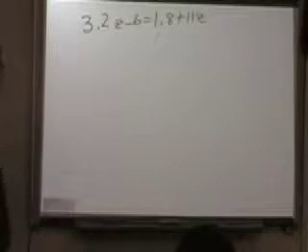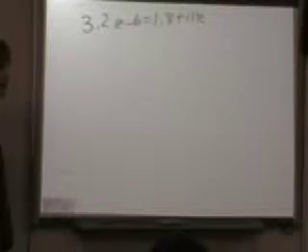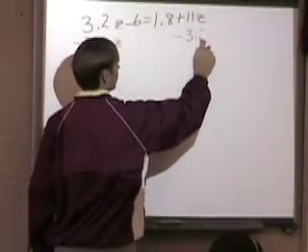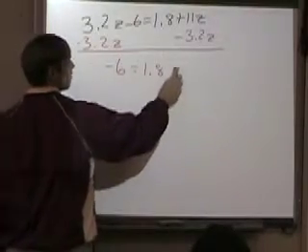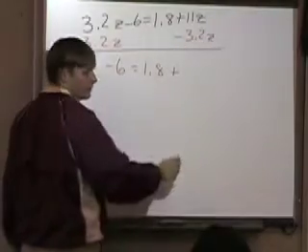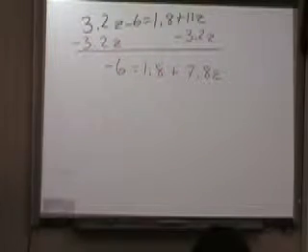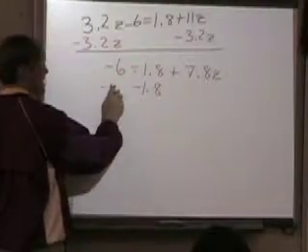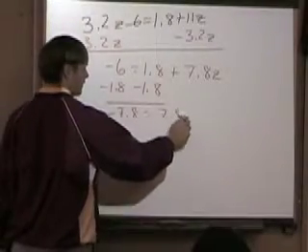Alright, now we've got 3.2z minus 6 equals 1.8 plus 11z. What would you like to do first, Danica? Good. Subtract 3.2z on both sides. So now that's going to give me negative 6 equals 1.8 plus, what's 11z minus 3.2z? 7.8z. Now what are you going to do, Zach? You would subtract 1.8 on both sides. So that gives me negative 7.8 equals 7.8z.